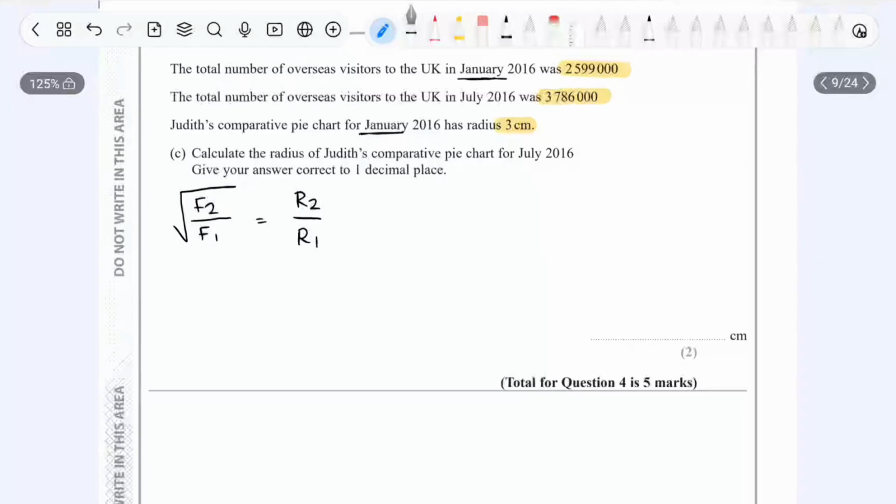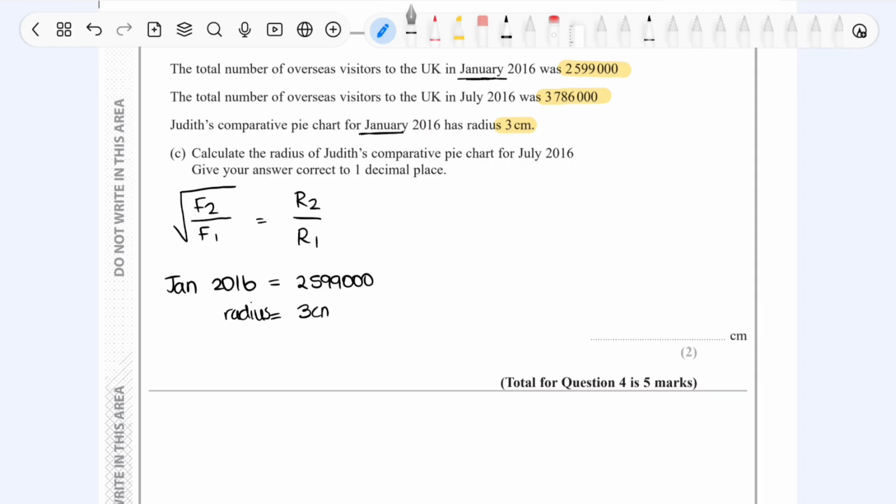The best thing to do here would be to assign each of these. So for January 2016, we have 2,599,000, and also the radius is 3 centimeters. For July 2016, we have the following number, and we don't know the radius, so the radius is unknown.